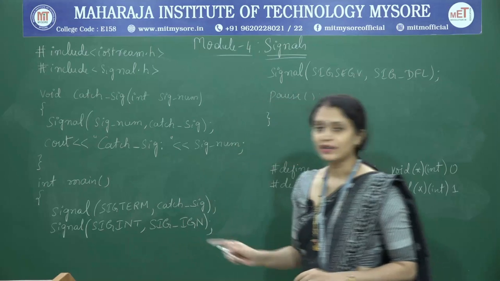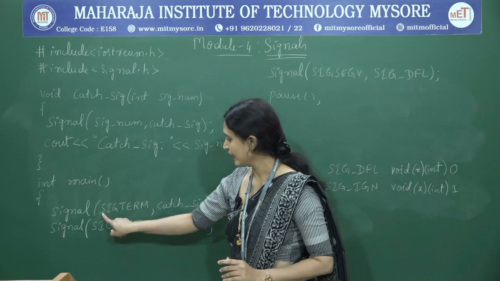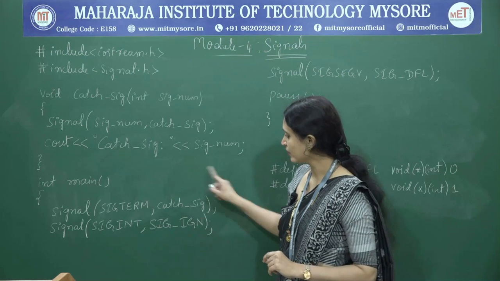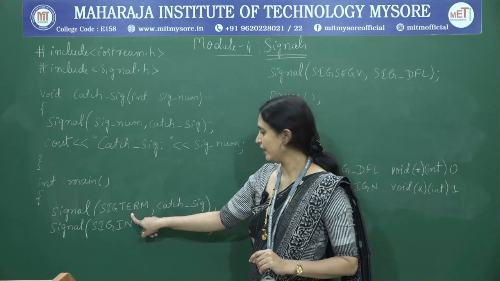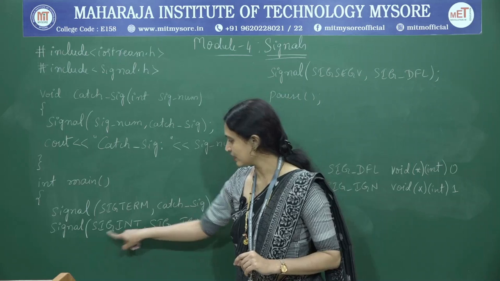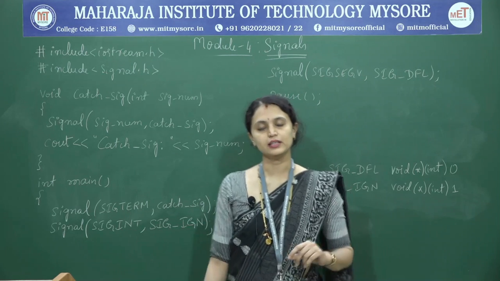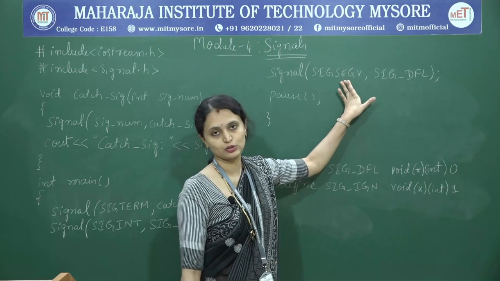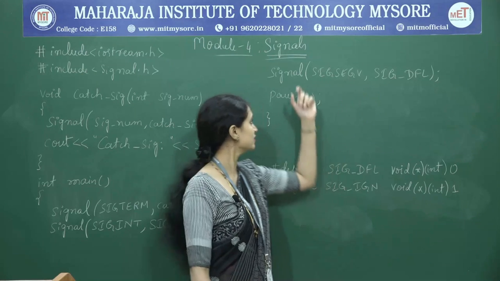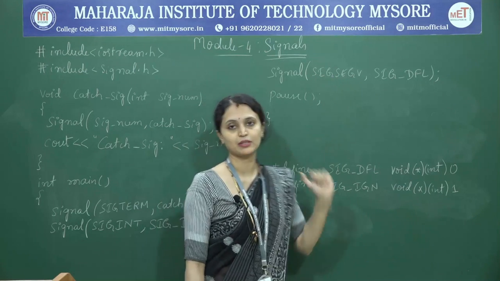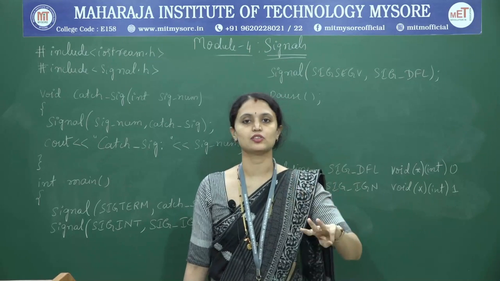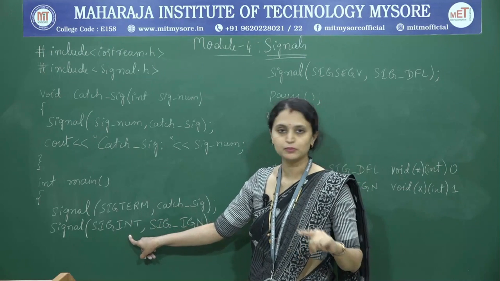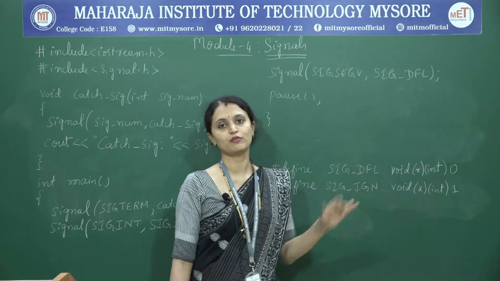This program will catch the signal SIGTERM, that is the process termination signal. It will ignore the signal SIGINT, that is the interruption signal, and then it will perform the default action of the signal SIGSEGV, that is the segmentation signal, the signal that is generated when there is a segmentation fault. We are considering three signals here: the process termination signal, the process interruption signal, and the segmentation fault signal.